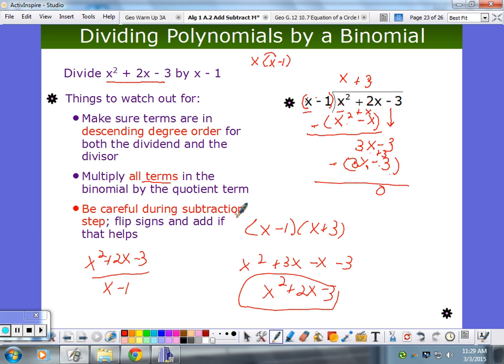Yes, ma'am? I'm so confused on what you did with the minus 1. Oh, you're multiplying back, right? Don't you take this and multiply by what you're dividing by? So x times x and x times minus 1. Yeah, but I'm saying, to get the answer. Well, to figure out what to multiply up here, I don't worry about the minus 1. Let's do another example, okay?